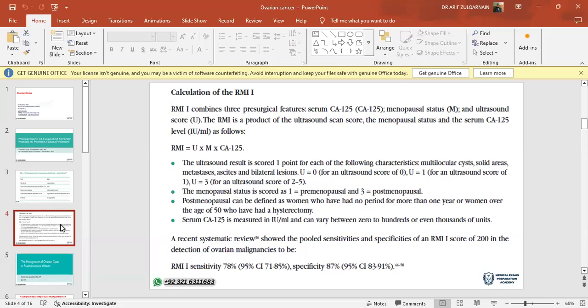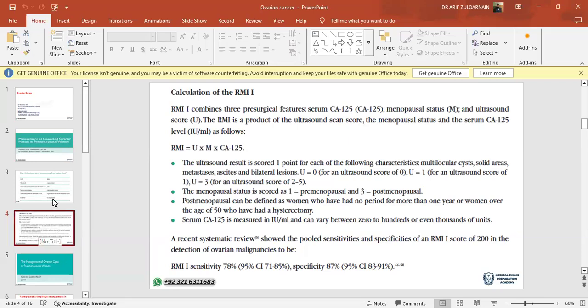So these questions you may be asked in the MCQs and the EMQs. So you must be clear about these scoring systems, how you can calculate the RMI and how you will give the scoring according to the ultrasound features, and how you will calculate the menopausal scoring and the CA-125.